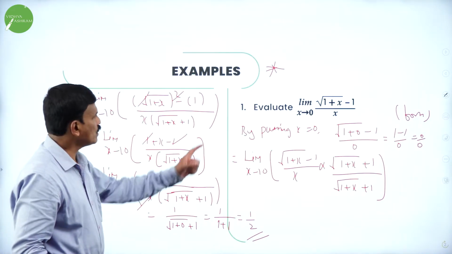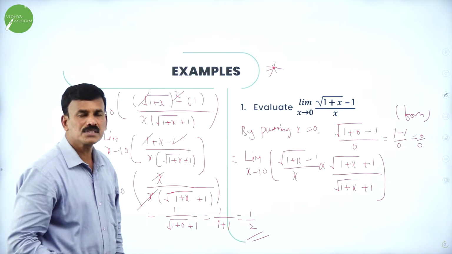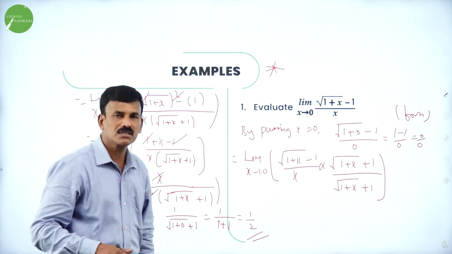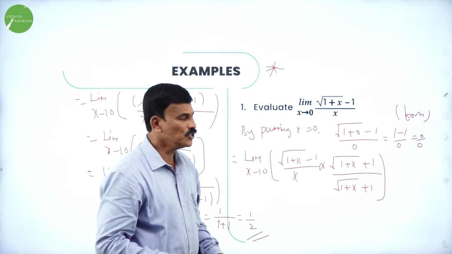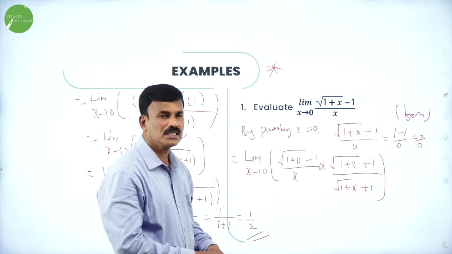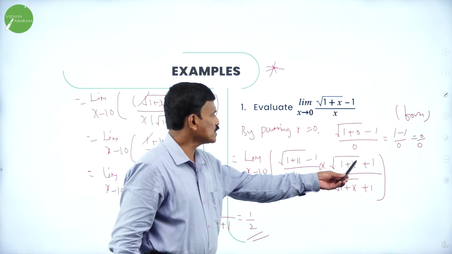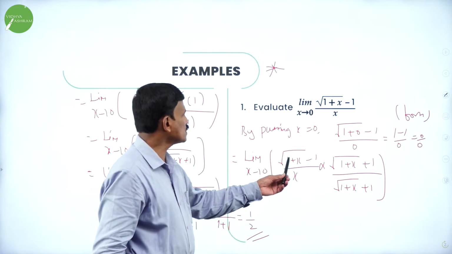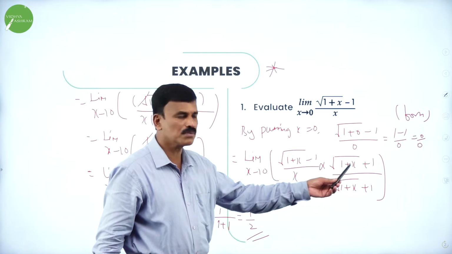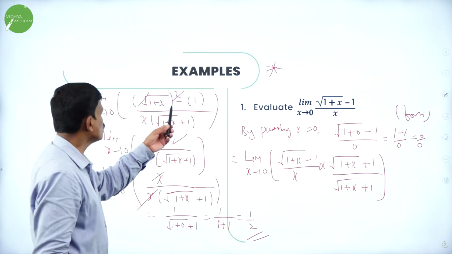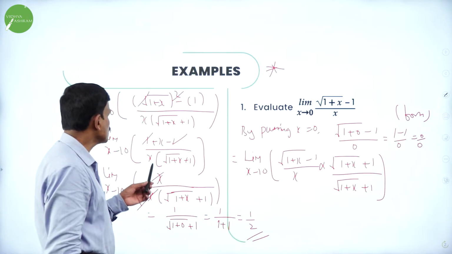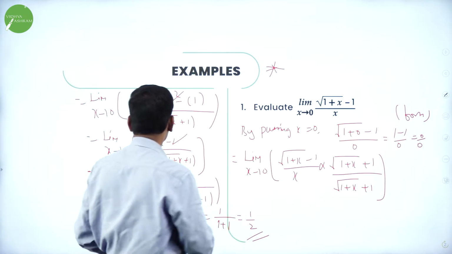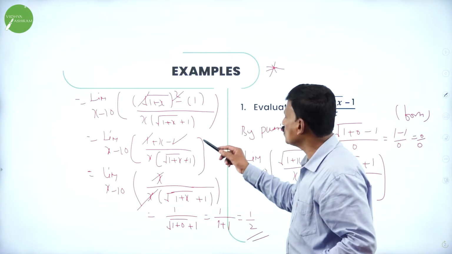Okay. So, whenever a problem connecting root of 1 plus x or root of 1 minus x like that are given, we have to rationalize. That's it. So, rationalizing the numerator, multiply both numerator and denominator by root of 1 plus x plus 1. So, root of 1 plus x minus 1 into root of 1 plus x plus 1 is root of 1 plus x whole square minus 1 divided by, the denominator is same, x into root of 1 plus x plus 1. So, square root gets cancelled, we will get 1 plus x minus 1 in the numerator.